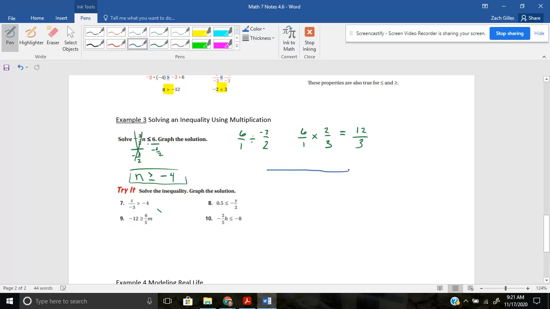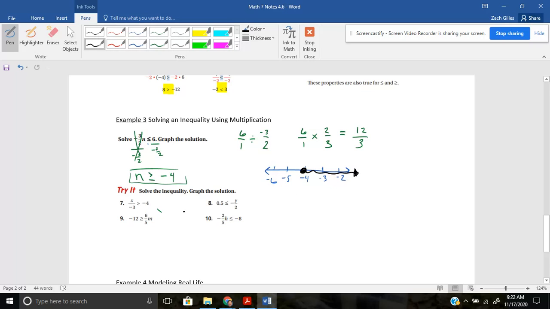Okay, so when I graph that, -4, -3, -2, -5, -6, I would have a closed circle since it's or equal to at -4. And that's where n is greater than. So shade to the right. That's greater than.